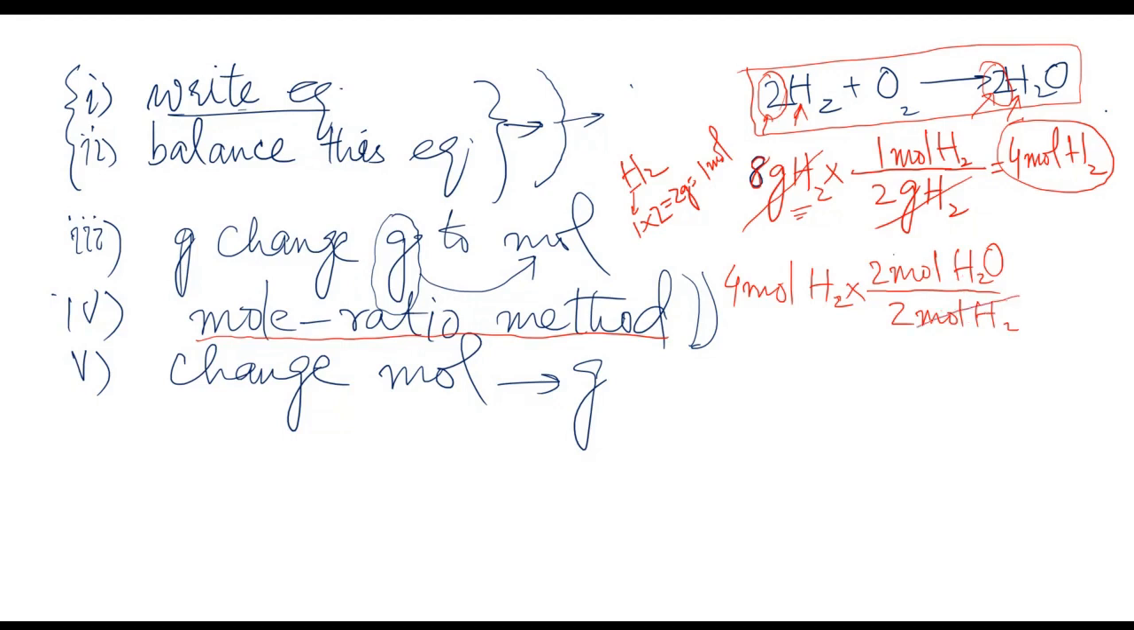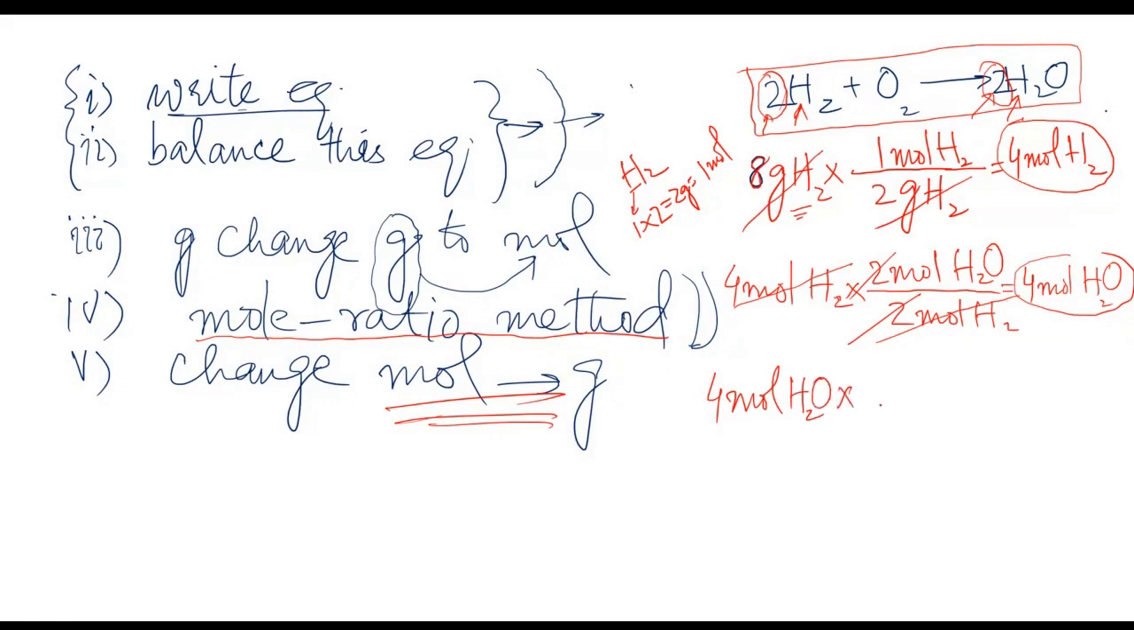Now mole of hydrogen cancel. 2 will be cancelled with this 2. What is your answer? 4 mole of H2O. Excellent. 4 moles of H2O. Now your step number 4 finished. What is step number 5? Change mole to gram. How can you change? Take your answer, 4 mole of H2O, multiply, divide, mole of water down, and grams of water up.